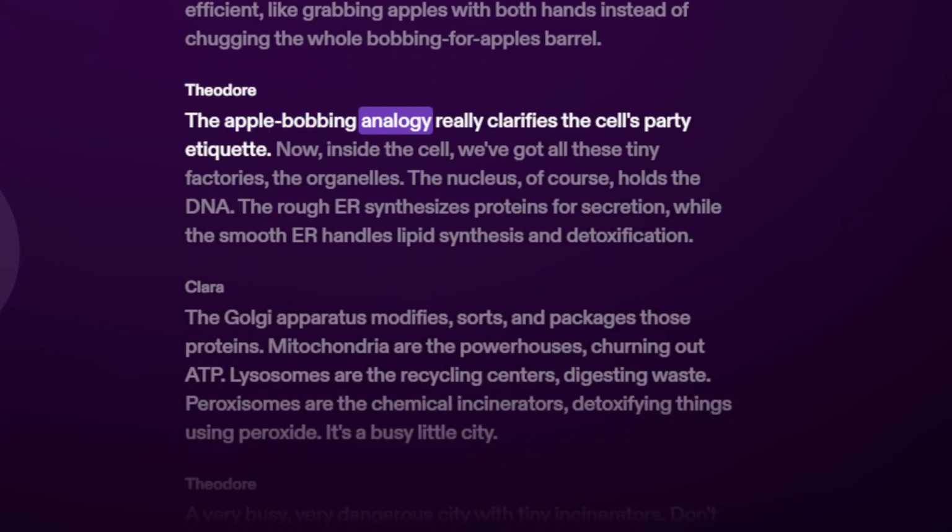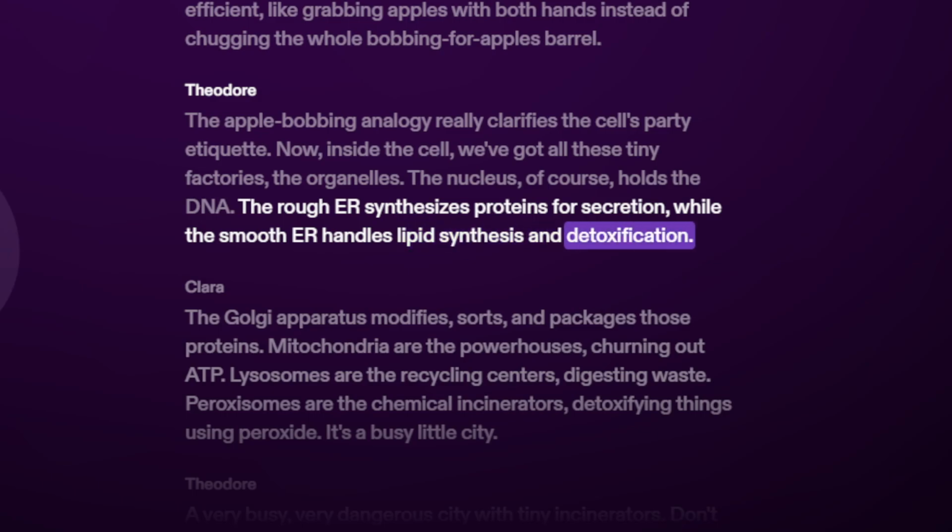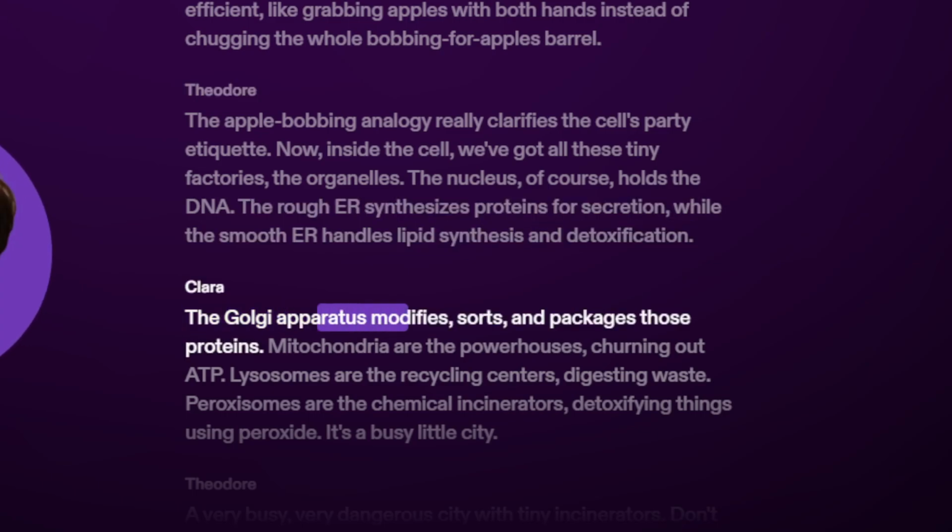The apple bobbing analogy really clarifies the cell's party etiquette. Now, inside the cell, we've got all these tiny factories, the organelles. The nucleus, of course, holds the DNA. The rough ER synthesizes proteins for secretion, while the smooth ER handles lipid synthesis and detoxification. The Golgi apparatus modifies, sorts, and packages those proteins. Mitochondria are the powerhouses, churning out ATP.